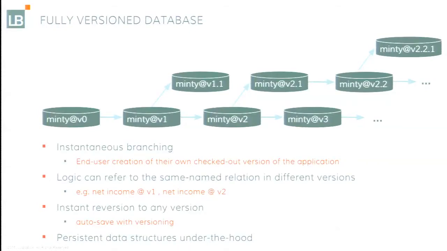You can also branch from any point. And the branching is instantaneous. So I can branch off minty v1.1, minty v2.1, and then I can keep going on that branch and then further branch off from that. What this allows is for the end users to actually create their own checked out version of the application. And it sounds kind of crazy that an end user might want to do this, but this is a very common scenario in our enterprise usage.